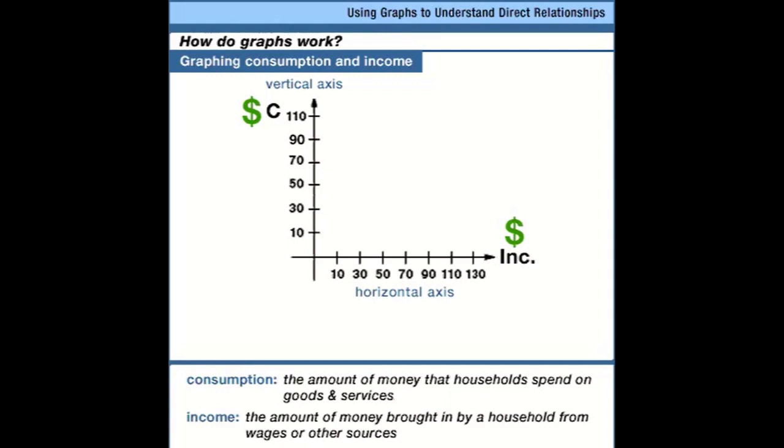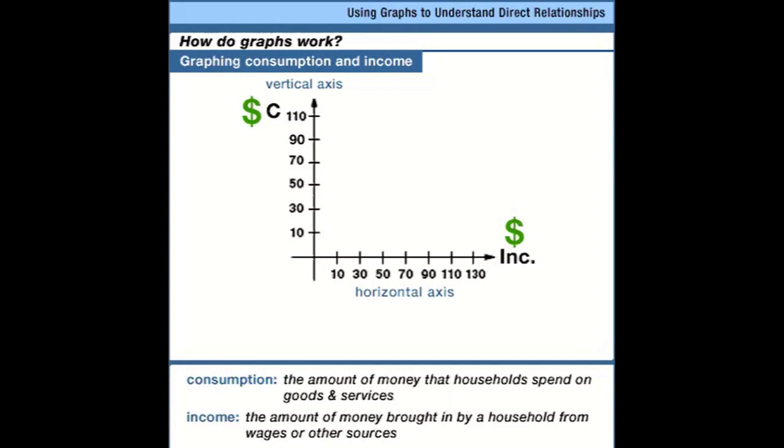Now you might ask, how can that happen? If their income is only $30,000, how could they spend $40,000? Well, perhaps they have other sources from which to get money. Perhaps they have savings that they can draw on, or perhaps they receive payments from the government or other sources of income.